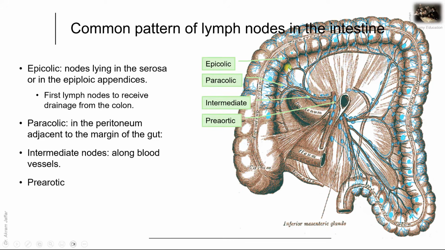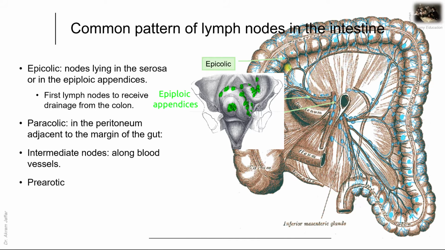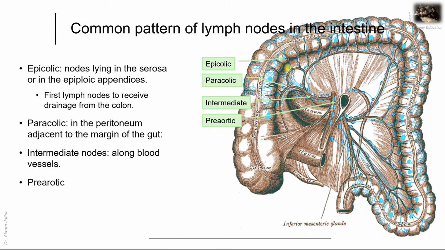These are additional lymph nodes lying on the external surface of the gut, which is the serosa here, or in the case of the colon, they are located adjacent to the fats of the colon and the epiploic appendices, very close to the wall. The importance of these lymph nodes is that they are the first lymph nodes to receive drainage from the colon. So this makes them clinically important in staging of colorectal cancer, one of the common types of cancers.